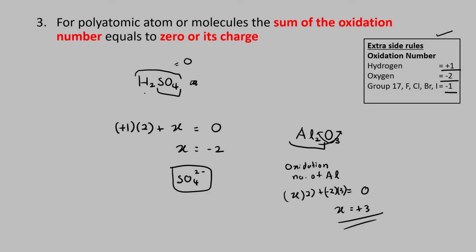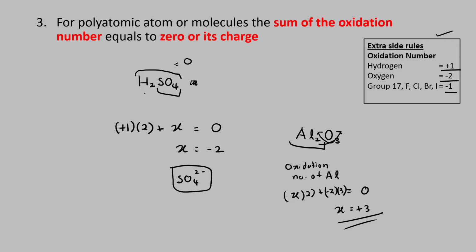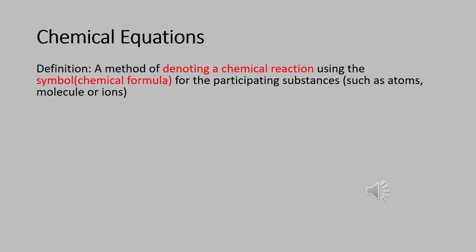Okay. Okay ke? Oxidation number, mostly dia punya charge. Okay. So I don't think I have time, but later probably I'll record a video pasal chemical equation. So chemical equation is our recipe as a chemist. So it is a method of denoting chemical reaction using the symbol or formula.